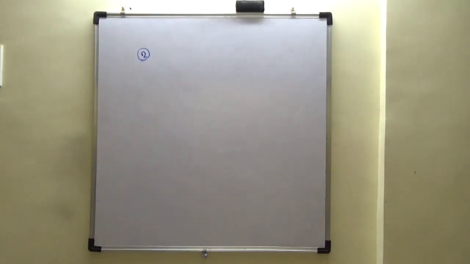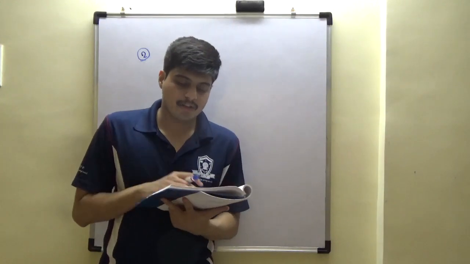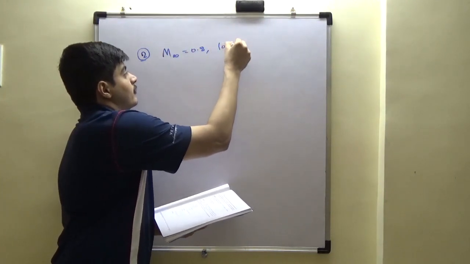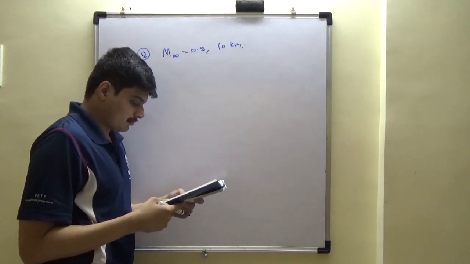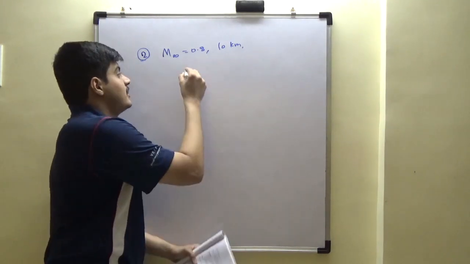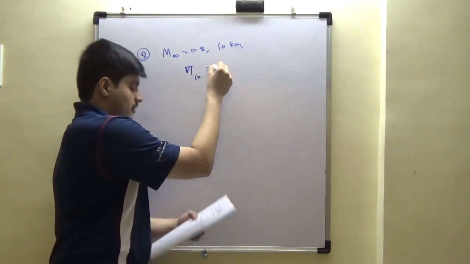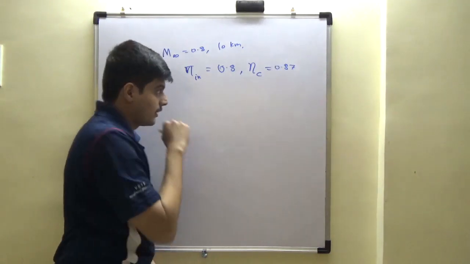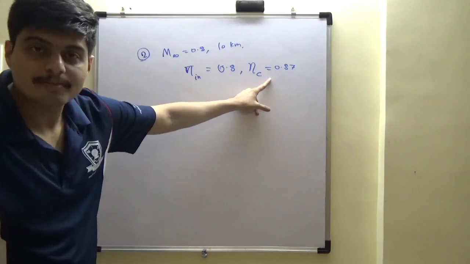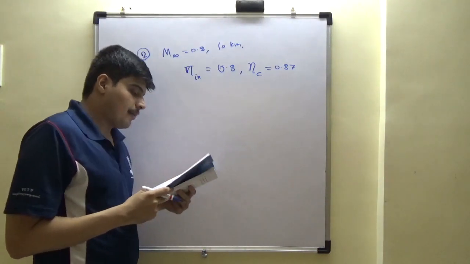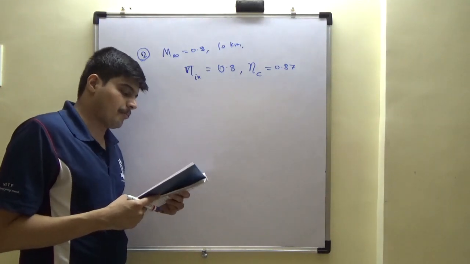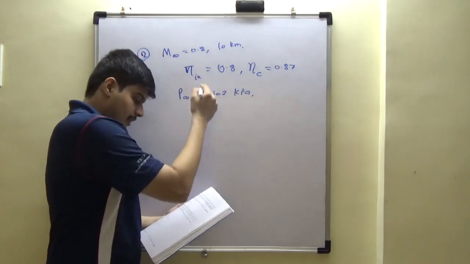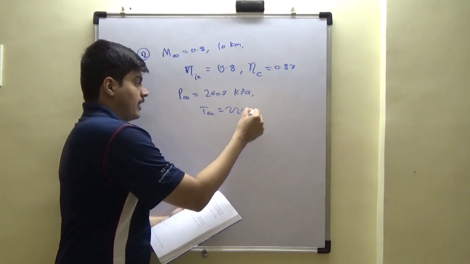We will now go to question number two. A jet engine is operating at Mach number 0.8 at altitude 10 kilometers. Efficiency of the intake, eta intake, is 0.8, and eta compressor is 0.87. So this is given. Some guy has already done the complicated cycle analysis and has provided us these numbers. Total temperature at the exit of air inlet and compressor would be... and we have been given P infinity 2603 kPa at 10 kilometers, T infinity 223 Kelvin.